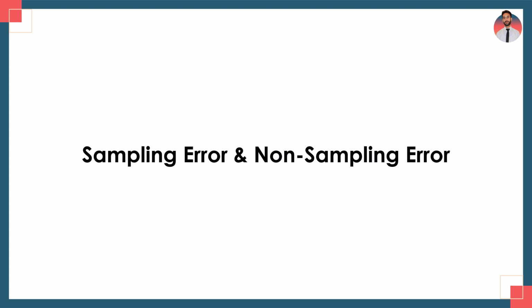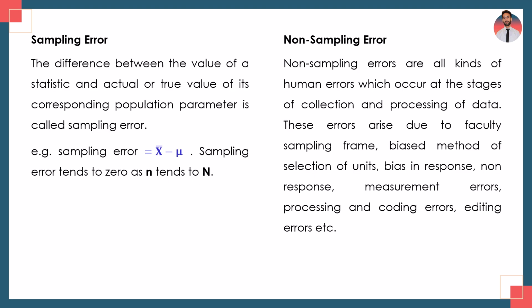First of all, I will discuss what is the difference between sampling error and non-sampling error. The difference between the value of a statistic and the actual or true value of its corresponding population parameter is called sampling error. Any value which is calculated from sample data is called a statistic, and any value which is calculated from population information is called a parameter.